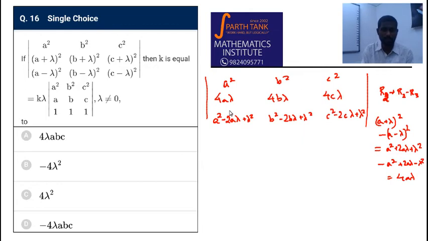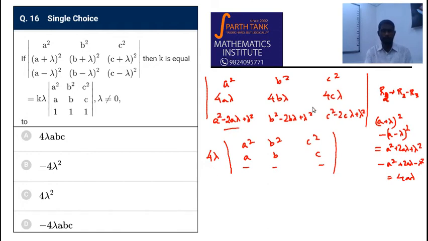So let us take 4 lambda common out, and I get A squared, B squared, C squared, A, B, C, and then these 3 terms here. I have taken only 4 lambda common from row 2. Now you see that this last row, being a summation of 3 elements, results in the determinant being split into 3 determinants.